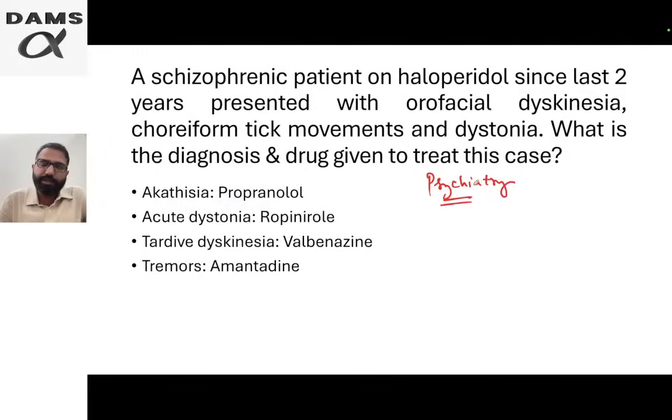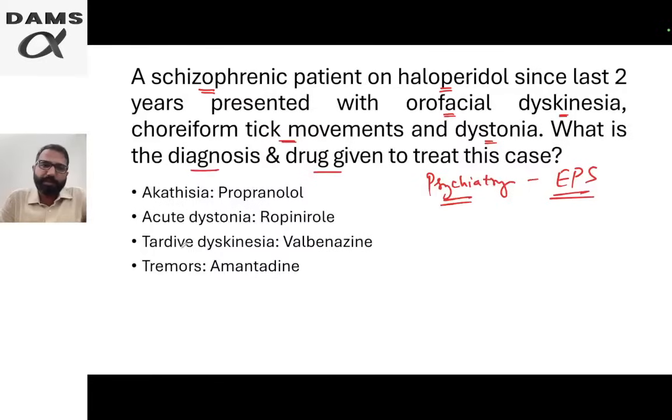So I am telling you, this is integration in pharmacology. You can see the integration. A schizophrenic patient on haloperidol since the last 2 years presented with orofacial dyskinesia, choreiform tic-like movements and dystonia. Just imagine, after 2 years, a very long period, which extrapyramidal symptom occurs very late. Good morning, everyone. So now tell me the answer. Tic movements, dystonia, orofacial movements, dyskinesia after 2 years. So very long. It is one of the extrapyramidal symptoms. What is the diagnosis and the drug to treat this case?